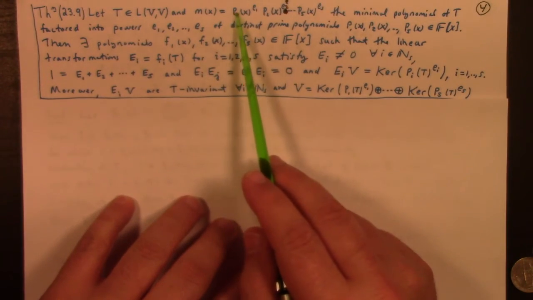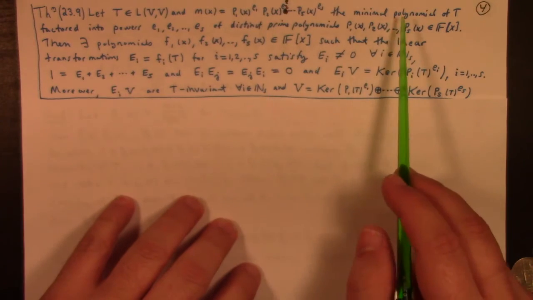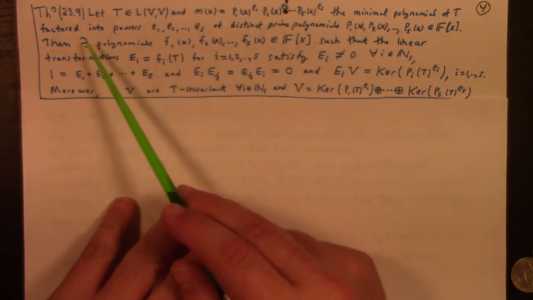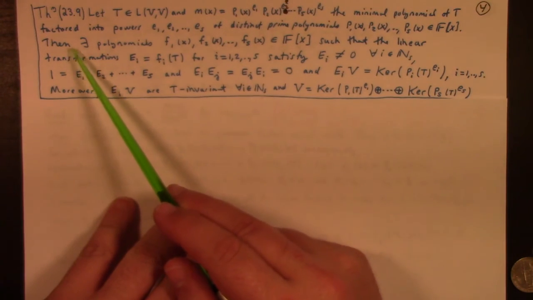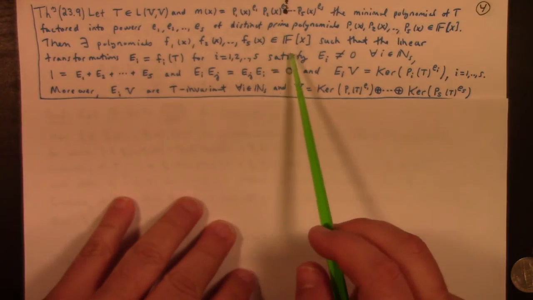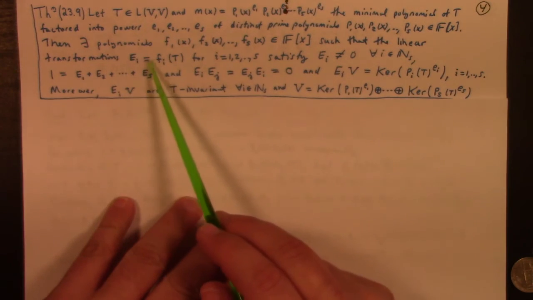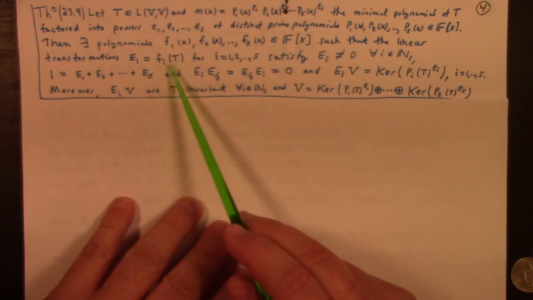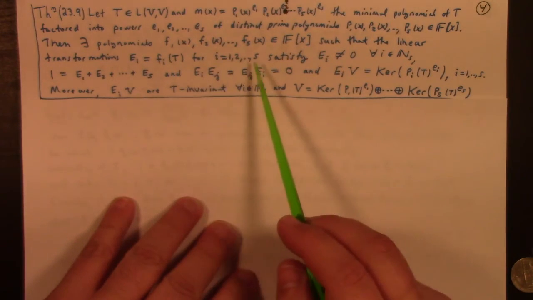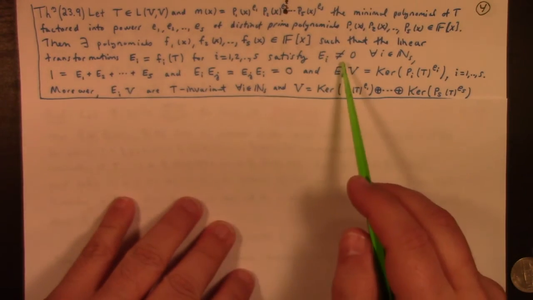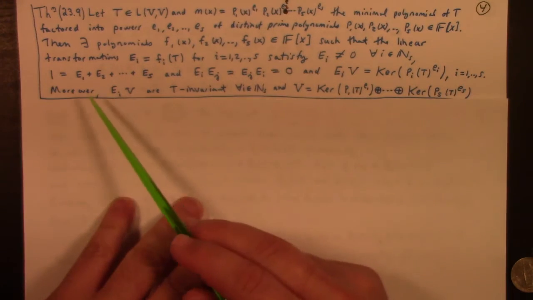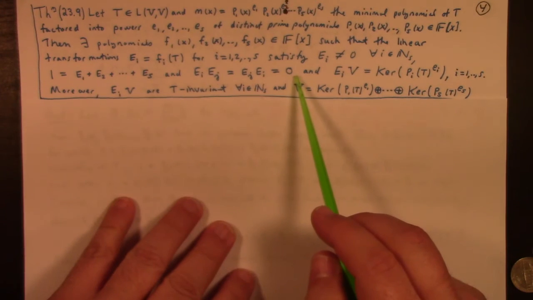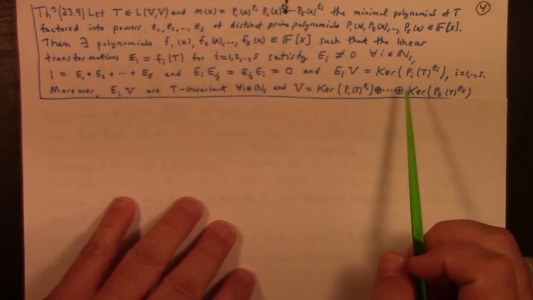So you have M, the product of these prime power polynomials. That's the minimal polynomial. And well, here's what it tells us. There exist polynomials f1 through fs of x such that the linear transformations built from evaluating them, like Ei built from fi of T for i from 1 to s, are, first of all, non-zero. And also, the sum of these transformations is the identity. They're pairwise commuting, right? So that lemma we just looked at applies.